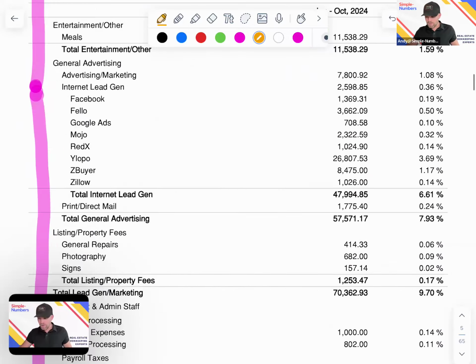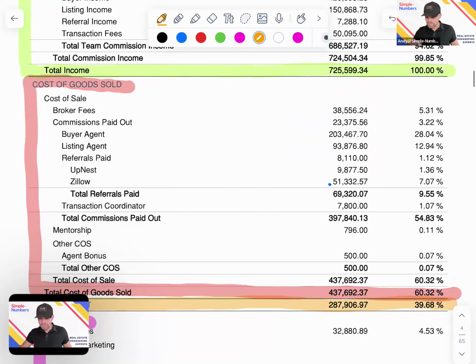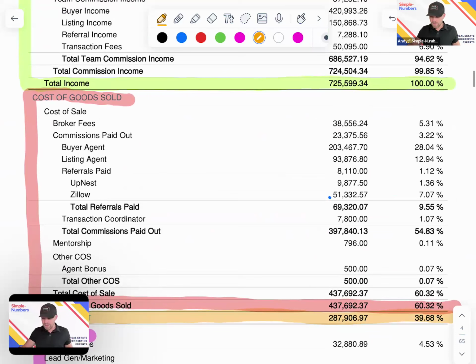Well, we're going to go into our cost of sale, and we're going to do the same thing we did before. I'm going to look at the cost of sale margins. And I'll tell you, I already did it. And here's where the issue is. It's on the listing side of the business.